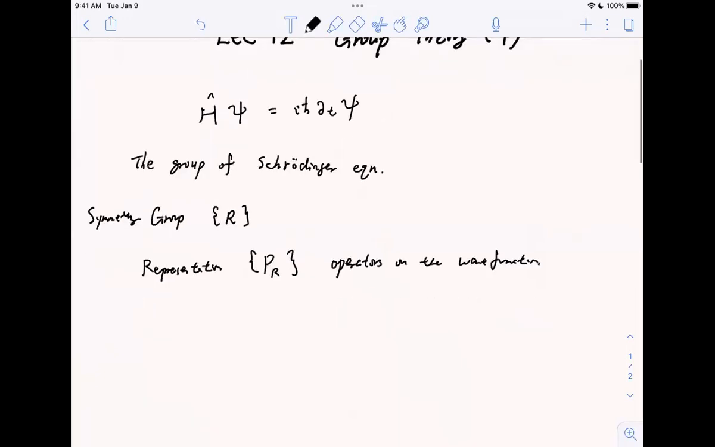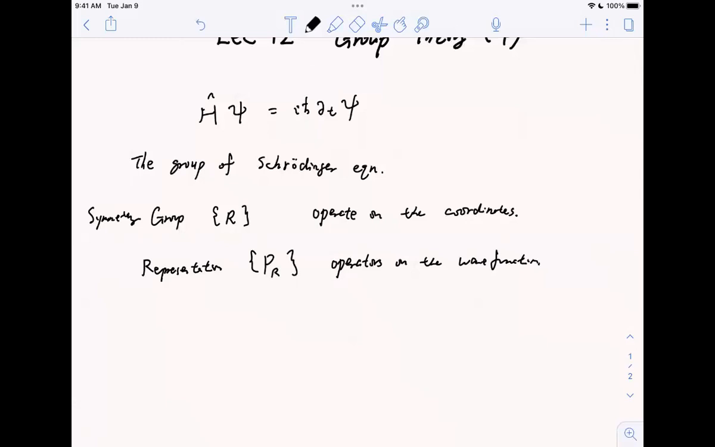So if this is the symmetry group of the system, let me quickly define what you mean by symmetry group. This R operates on the coordinates, and this P_R operates on the wave function. The symmetry group just operates on the coordinates, for example rotation, reflection, inversion. And this one operates on the wave function. So you can define them in this way.